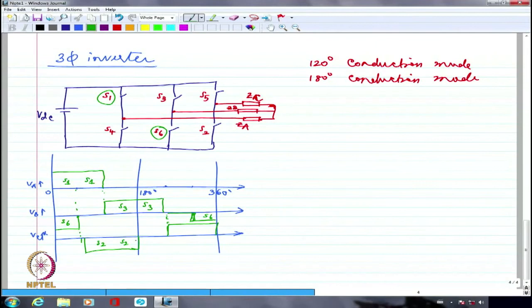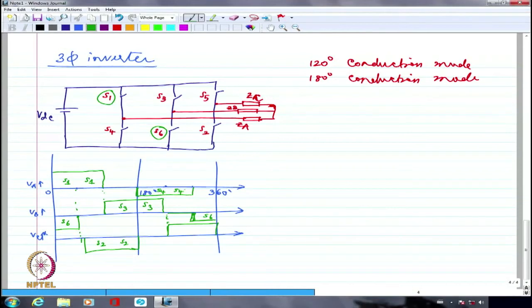Right? And then I'm going to have, for these two also, this is S6, S4. I'm yet to draw S4. So from here it will start and it will go through this. This is going to be S4. Right?